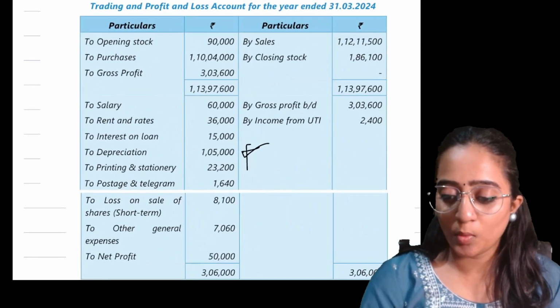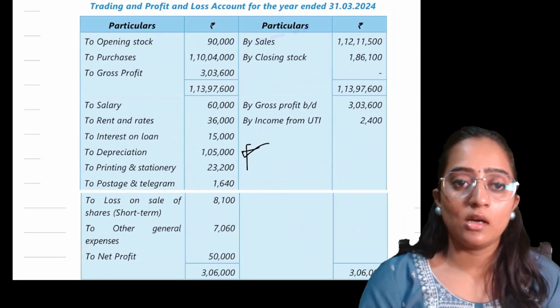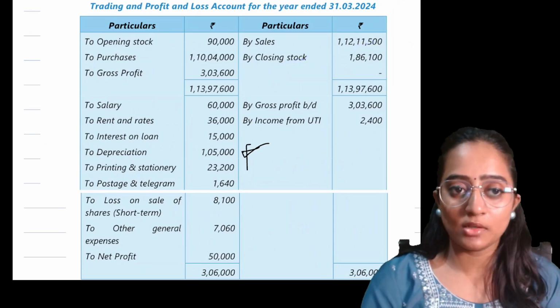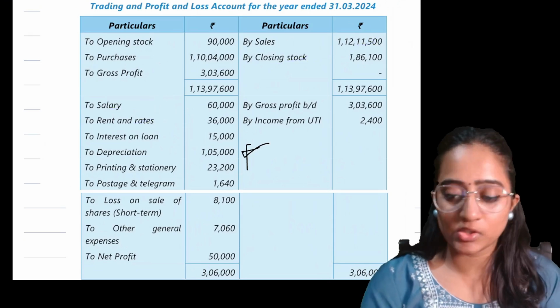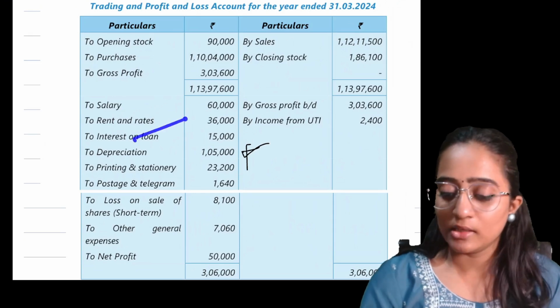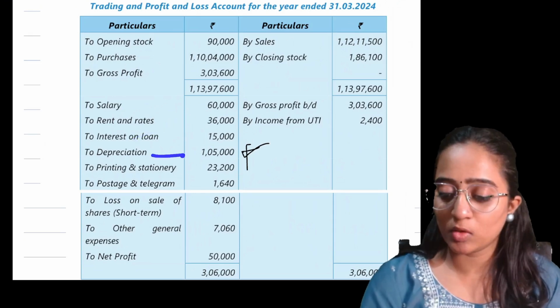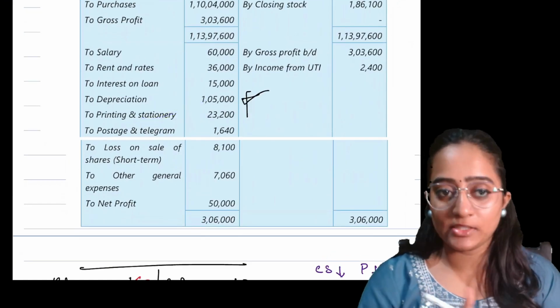See, salary allowed, opening stock considered, purchases allowed, sales considered, closing stock considered in the adjustment. Salary allowed, rents and taxes, we have seen in the adjustment. Interest on loan, they have not provided any information, so we are silent, considering it for the business. Depreciation, we are going to add back, we've already seen. Printing and stationery, looked into in the adjustment.